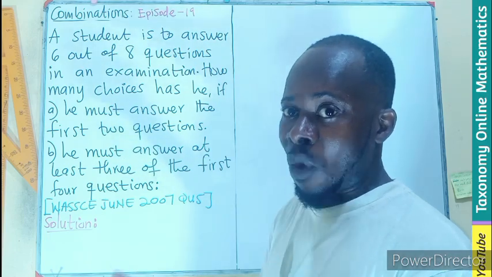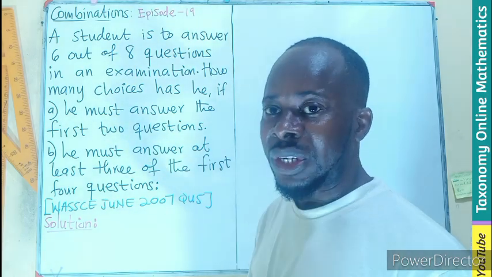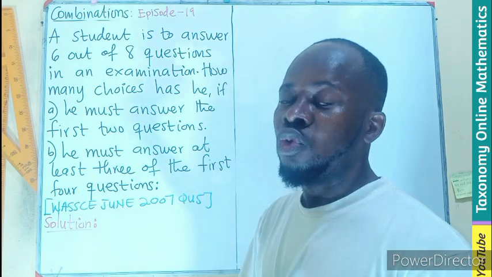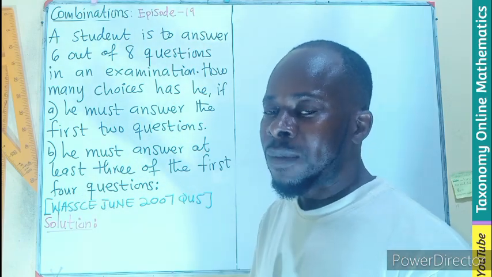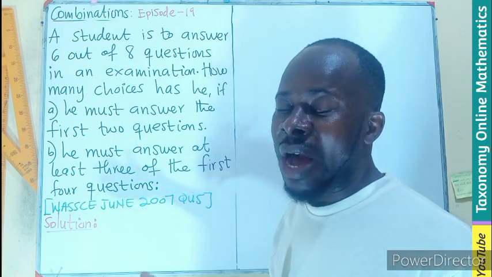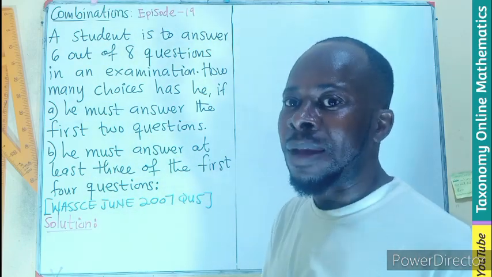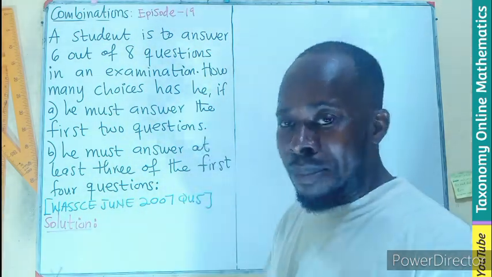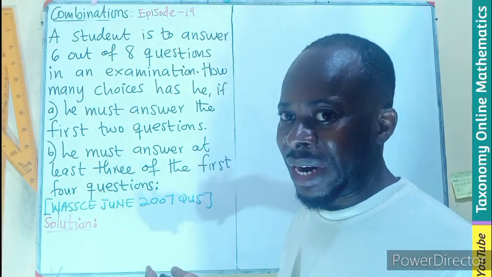Like you can see in the core mathematics exam, the first 5 questions are compulsory for you to answer, so you cannot ignore them. So what will be the chances of answering all of them? It's just 1 choice that you have, because you must answer them. So the first 2 questions must be answered. That is one aspect of it.